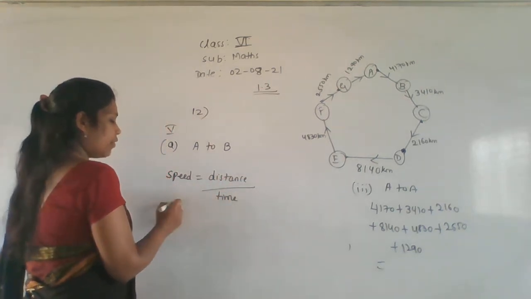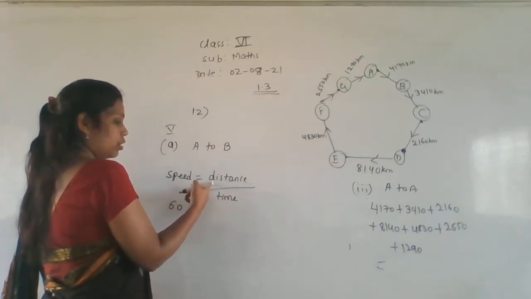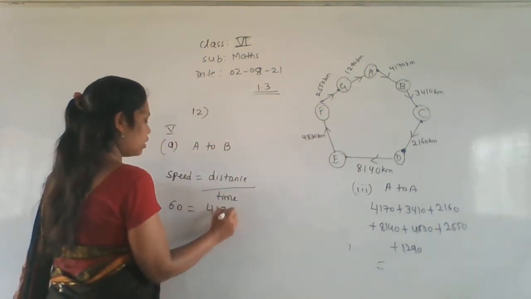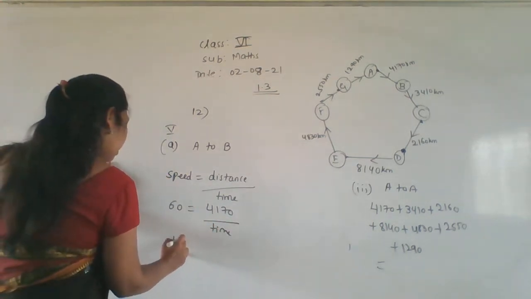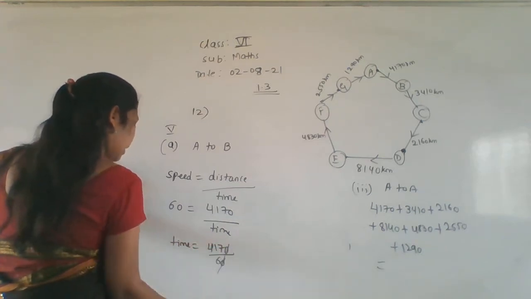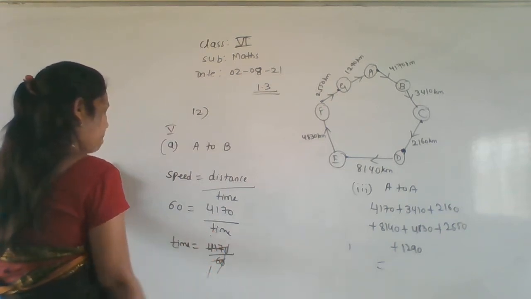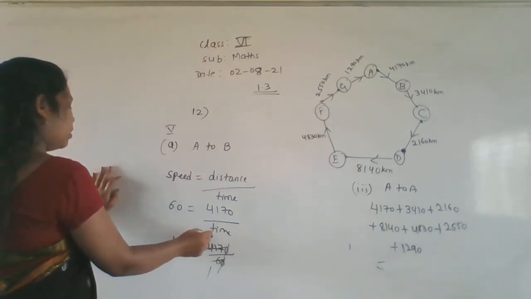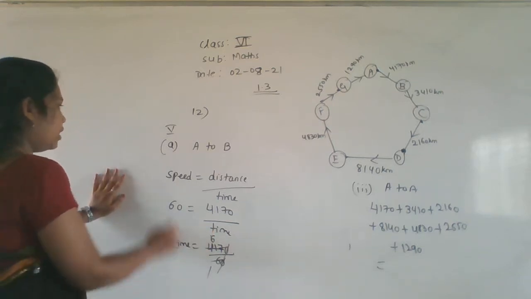Okay, what is the speed they given here? 60, right? And distance is how much? Distance A to B, how much distance? That is 4,170 divided by time. Now find the time here. That is time is equal to 4,170 divided by 60. 0, 0 get cancelled. Now divide here. That is 6 ones are 6, 6 sixes are 36. 5 left. Means 57 it will become.